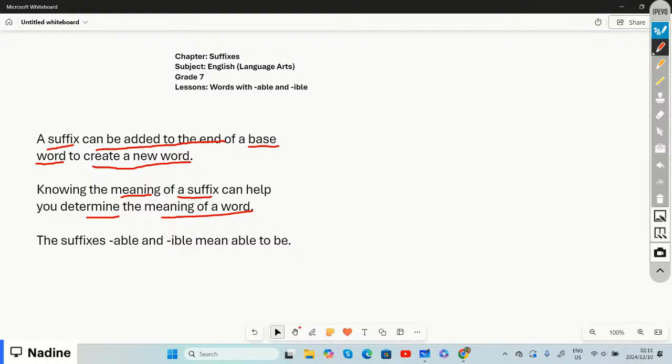All right. If we look at our suffixes, it says the suffix is able and ible. It's even the way you just say it. For example, able or ible, both of them actually sound like able. So the suffix is able or ible, and it means able to be. Once we add able or ible at the end of our base word, it will create a new word, even a new meaning of the word.